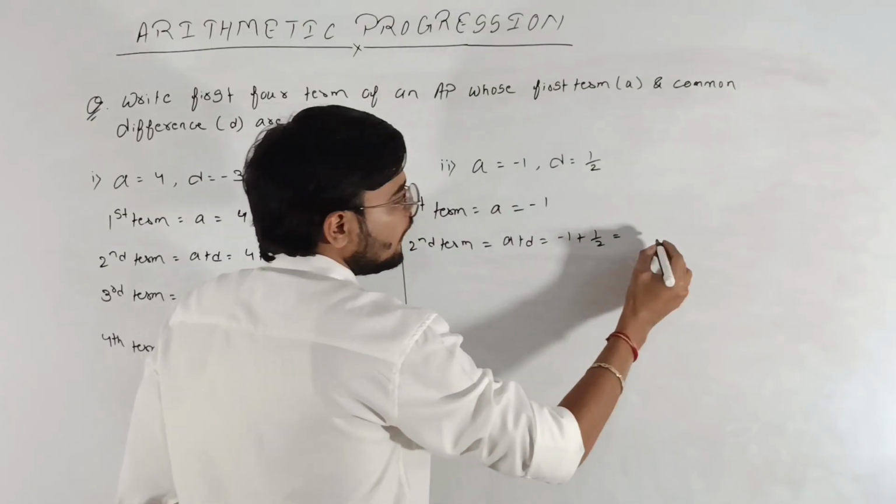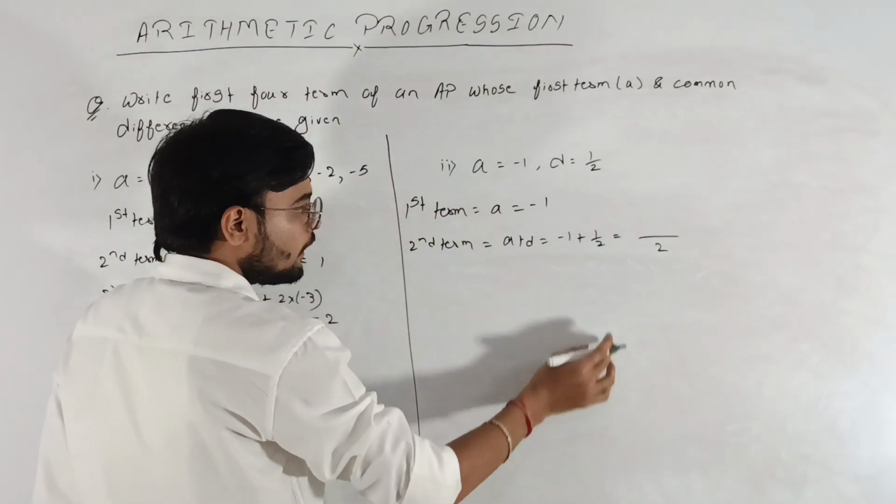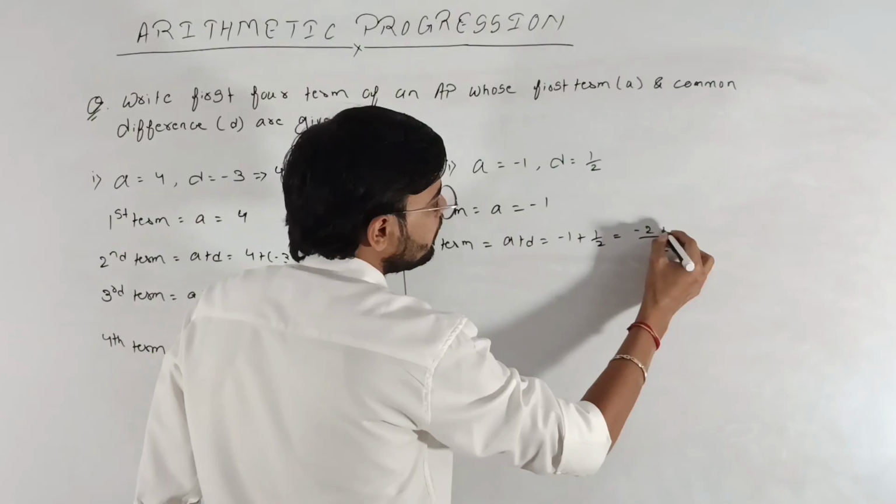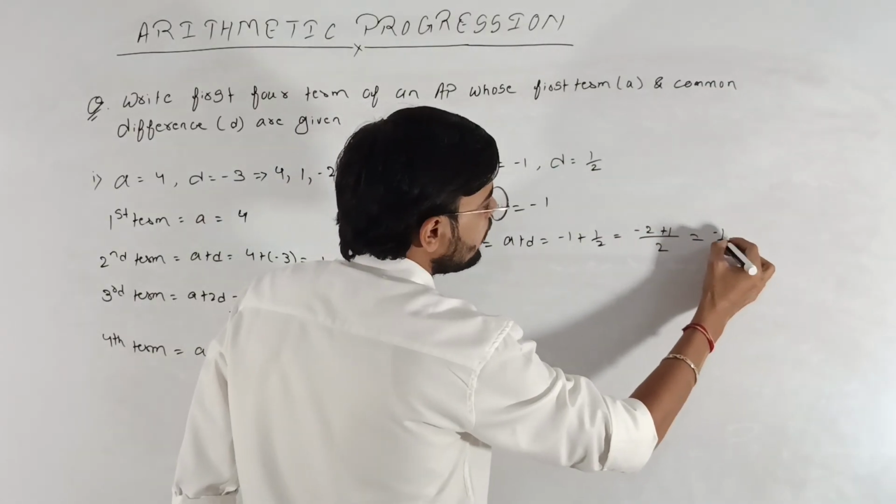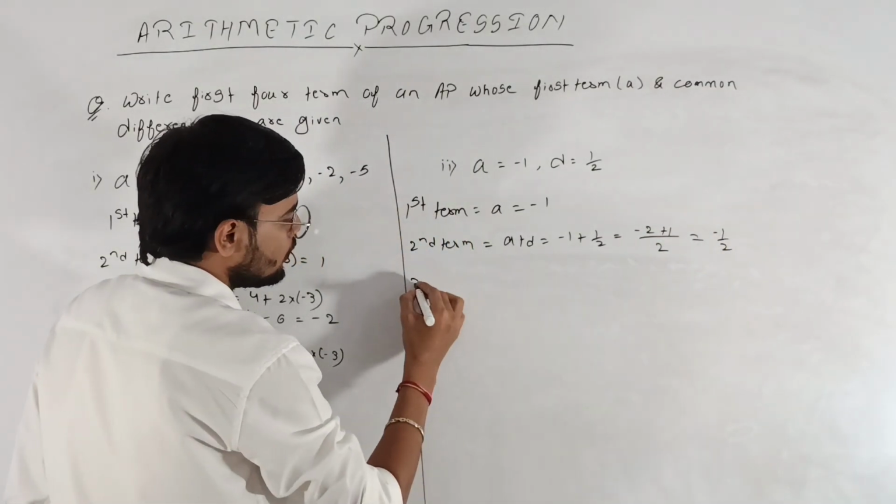So add this one. The LCM is 2. Okay, now this will become minus 2 plus 1, that is equal to minus 1 upon 2. This is the second term. Now for the third term.